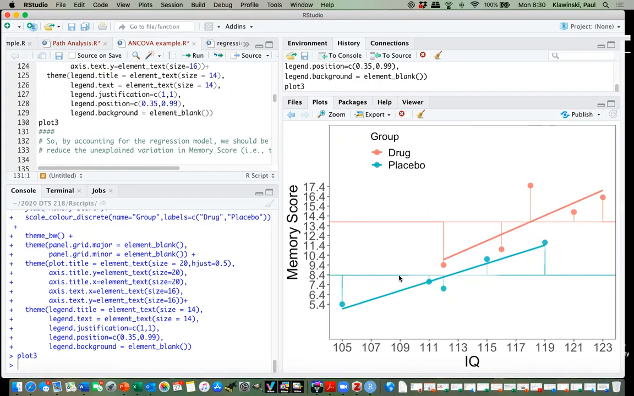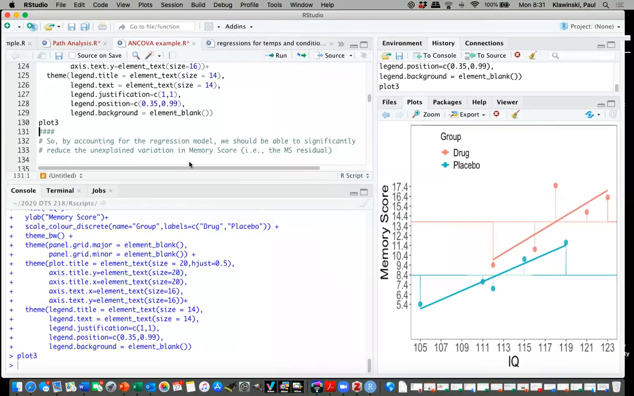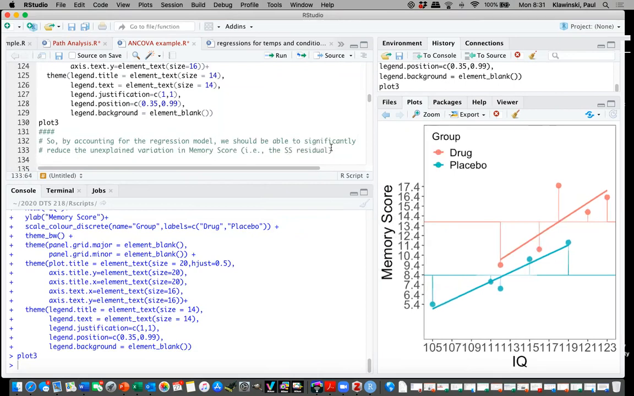So the horizontal lines represent the means of the two groups without accounting for variation in IQ. The line, as we've talked about with regression, is the running average of memory score as it varies with IQ. So this line here is also a type of mean, but it's a mean that changes. It's the mean of memory score as memory score is affected by IQ. And so if we can use those regressions to reduce the amount of residual variation because it's systematic variation, then we should attempt to do that. And that's what an analysis of covariance actually does. So by accounting for the regression model, we should be able to significantly reduce the unexplained variation in memory score, i.e. the sum squared residual. I don't know why I have mean squared residual in my commenting.